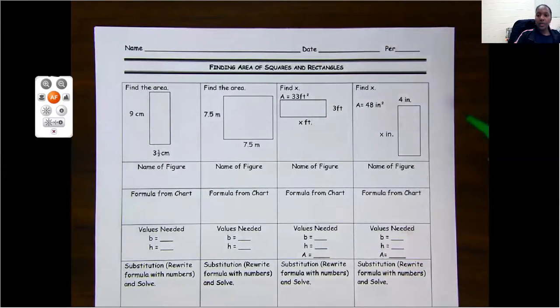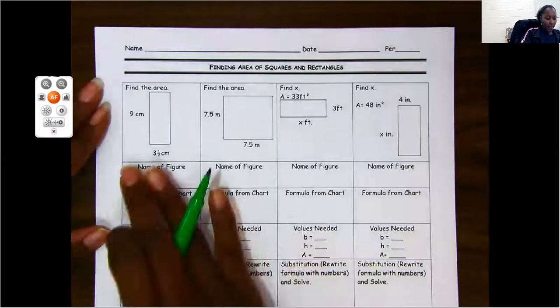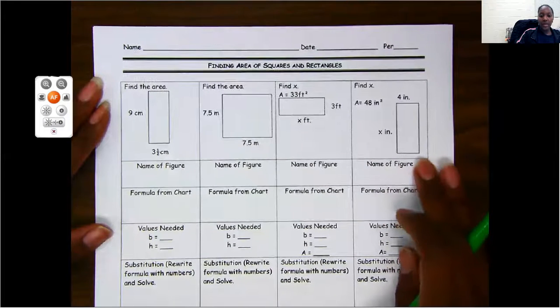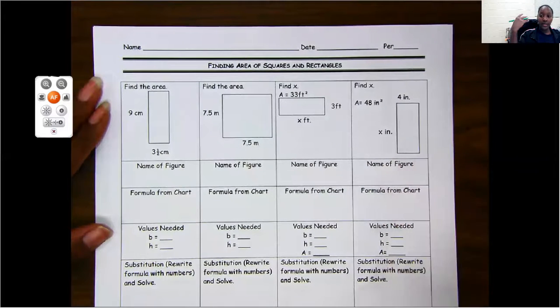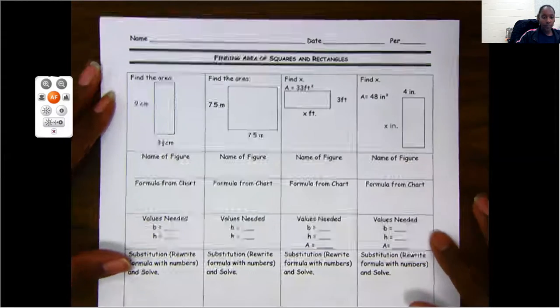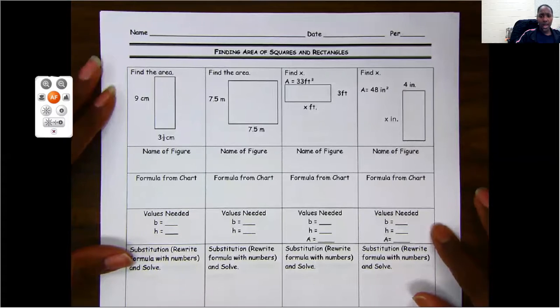So, finding the area of squares and rectangles. I have four shapes up here, and a lot of this is going to be repetitive, but you need to get this in your mind so you're able to identify the shapes and the formulas that go with them. So let's go ahead and identify the shapes that we have.